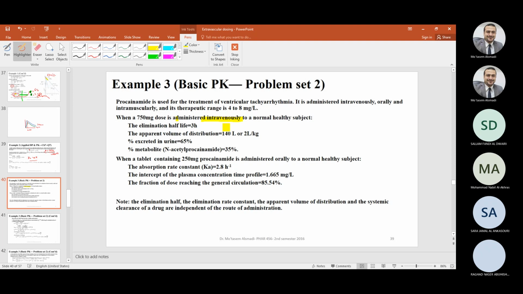After giving the drug orally at 250 milligrams, we got the absorption rate constant equal to 2.8 per hour. The intercept, which is equal to capital A here, is equal to what? To 1.66. This is at a dose of what? 250 milligrams. If I change the dose to 500, it will be doubled, right? And the fraction of the dose reaching the systemic circulation was 85.54%. This is equal to what? The absolute F, the absolute availability, right?